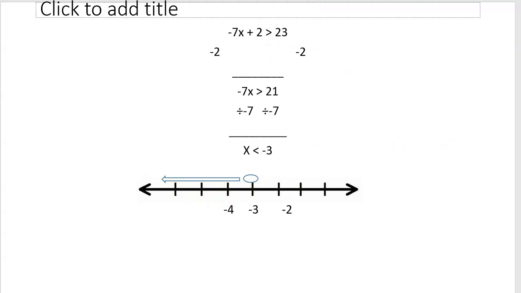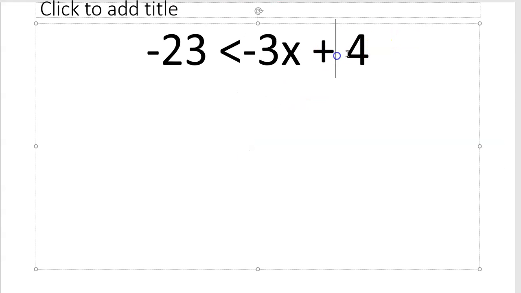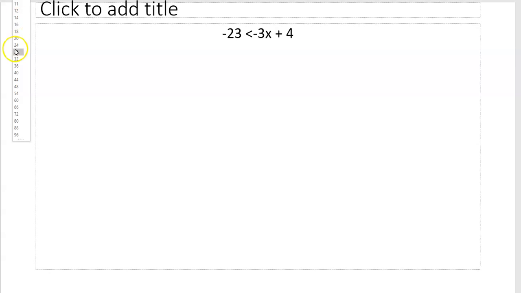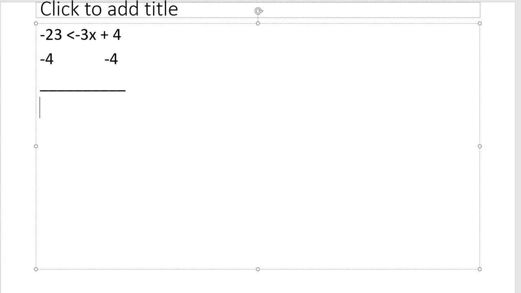Okay, the one other one that I want to talk about is what happens if the variable is not on the left. So let's look at an example there. On this one, I'm just going to get rid of the graphing so it's not in the way. I'm going to make it a little bit smaller so it's easier to see. The first thing you want to do is minus the 4. And if we do it to one side, we do it to the other. So that gives me negative 23 minus 4 is negative 27, and then negative 3x comes down. Next, we're going to divide by a negative 3.